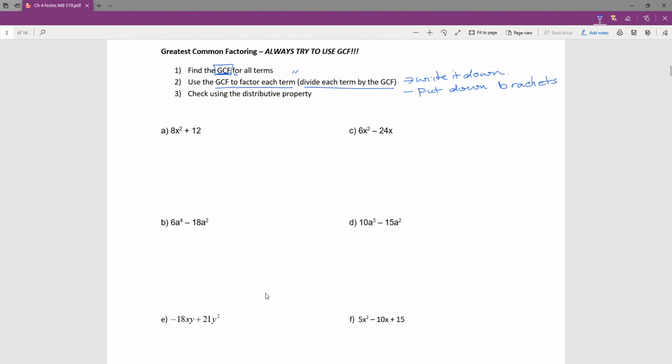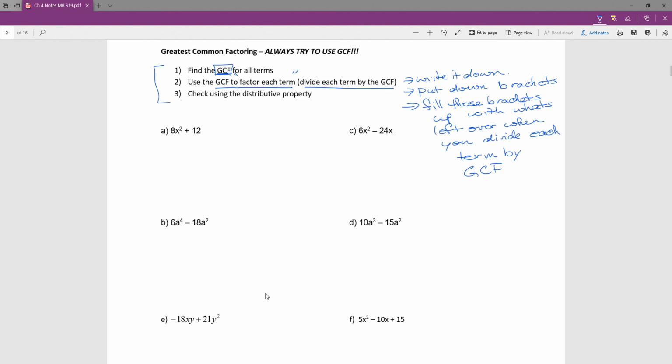And you're going to fill those brackets up with what's left over when you divide each term by the GCF. So those are the way that I say it. This was from your textbook.